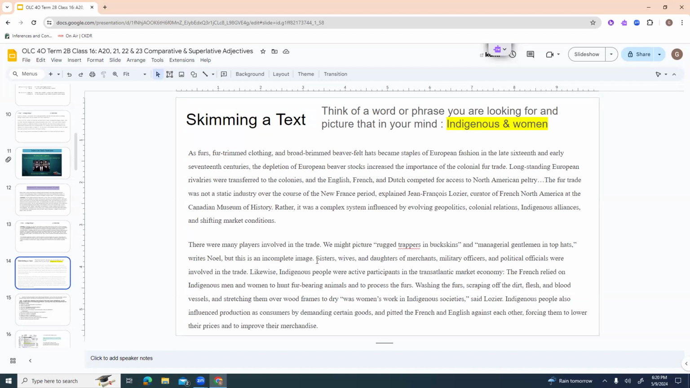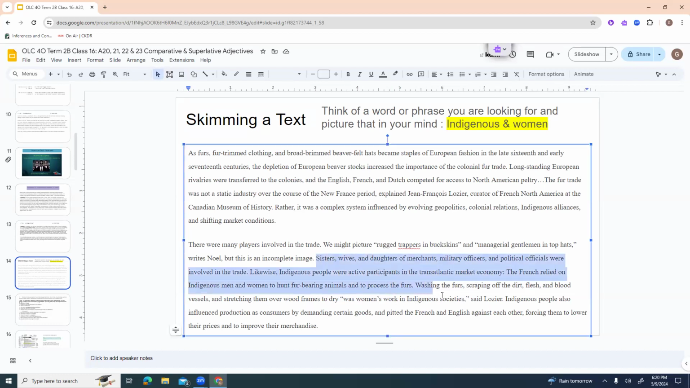Those little sections, if I was looking for stuff on indigenous and women for my question, those would help me answer my question. I didn't put a question here, probably should have. Okay. So this is a really useful tool when you're doing content area courses, things like history, science, social studies, business, right? So we're going to be practicing this skill.